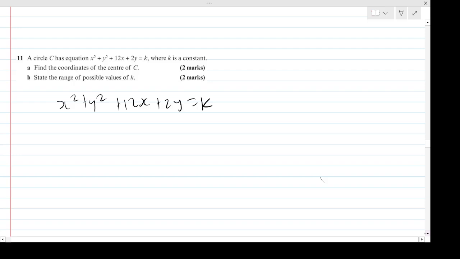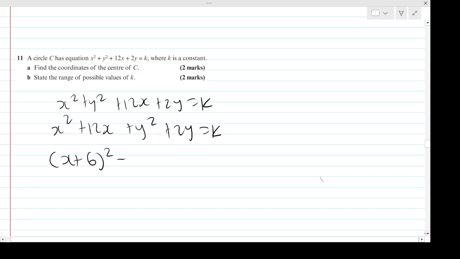Okay, get everything into brackets, right? Firstly, I'm going to group the x parts together, so x squared plus 12x, then we have plus y squared plus 2y is equal to k. I'm not worried about k, it's just a number, so I can leave that where it is. Then I can complete the square on the x parts, so x plus half of 12, which is plus 6, squared, and minus 6 squared, which is minus 36. Then we add y plus half of 2, which is 1, squared, and minus 1 squared, which is minus 1, equal to k.